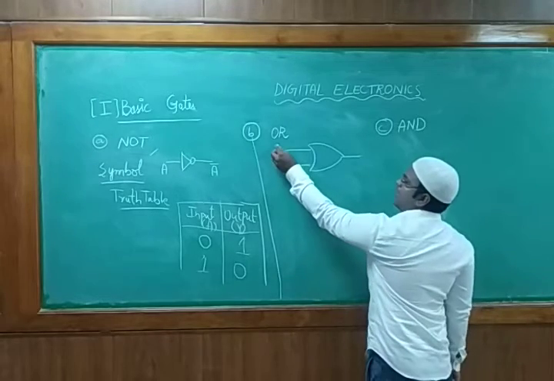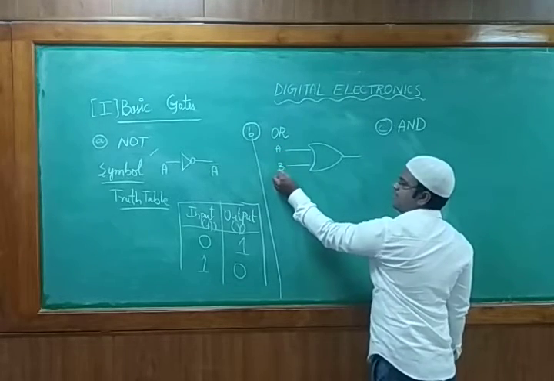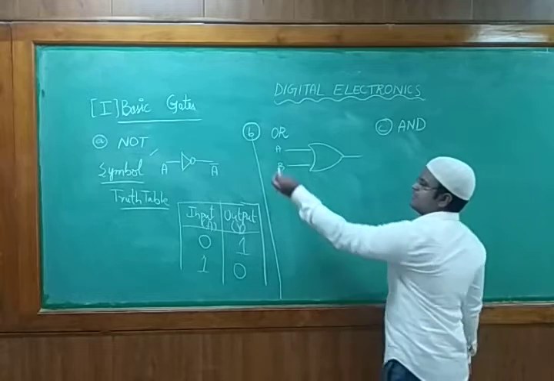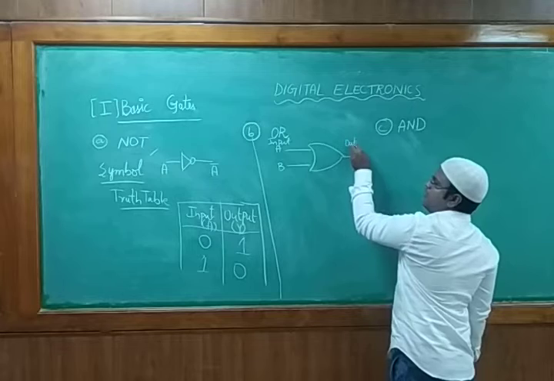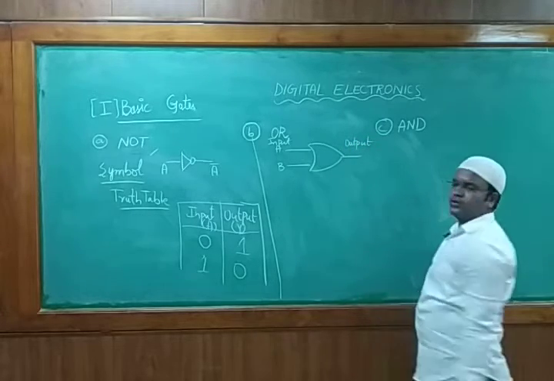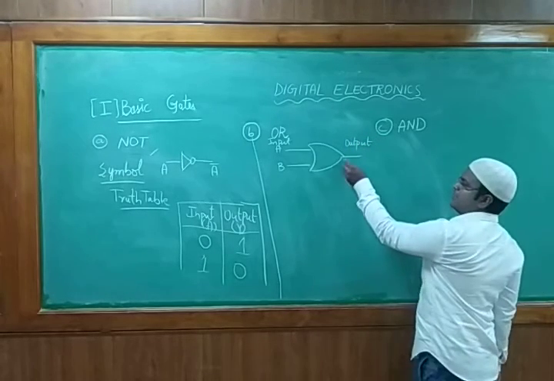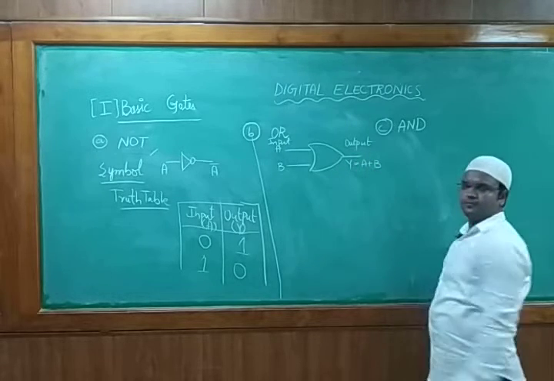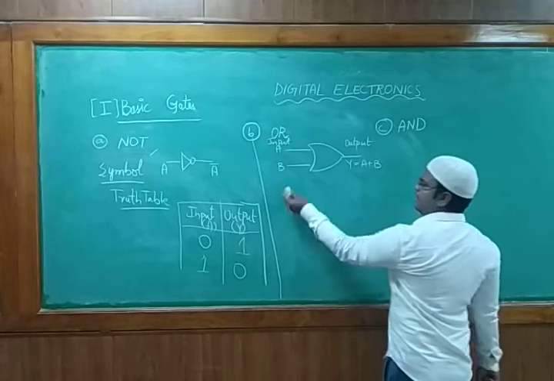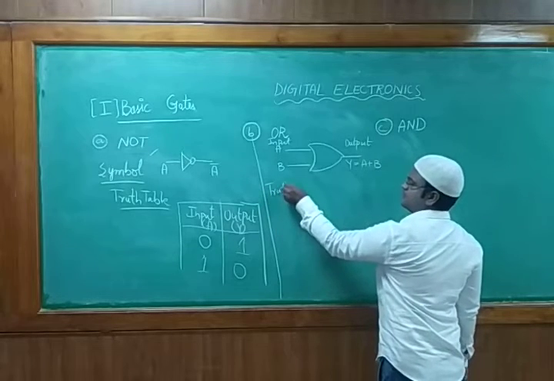It has two inputs. If I take A and B, this end is considered the input end, and the other one is the output end. So what is the output? Suppose I mention the output as y, it will be the summation of both inputs, A plus B. So I need to design its truth table.